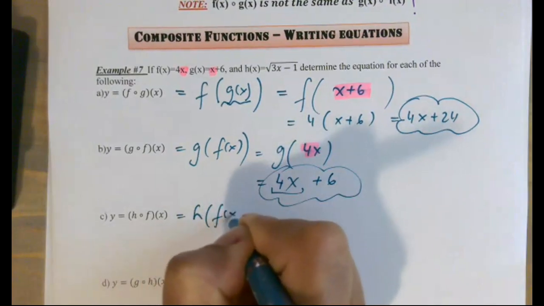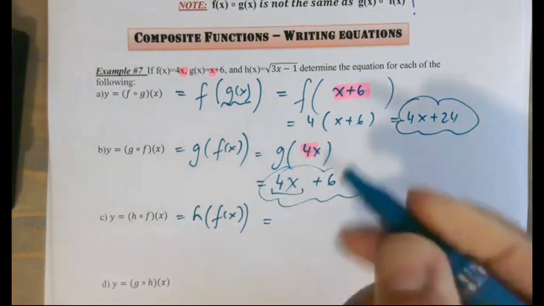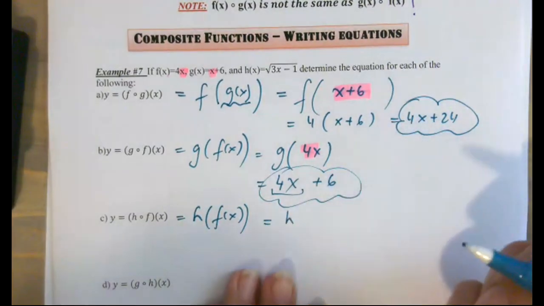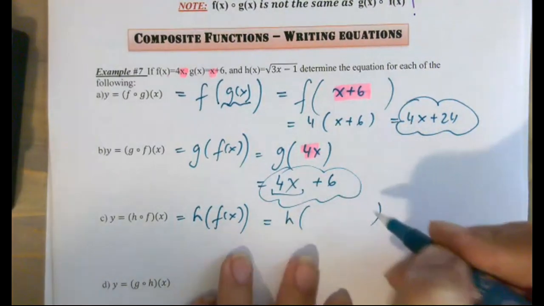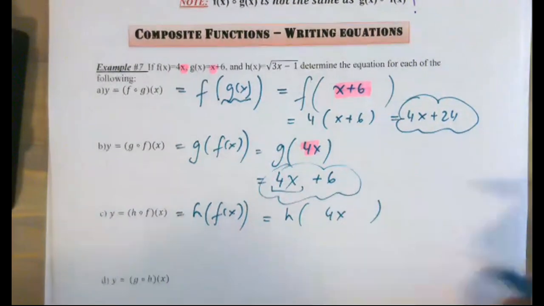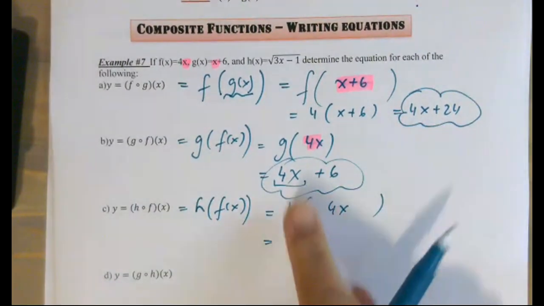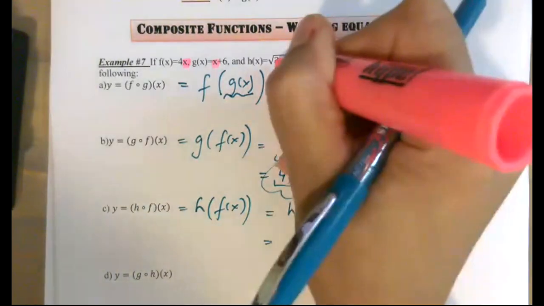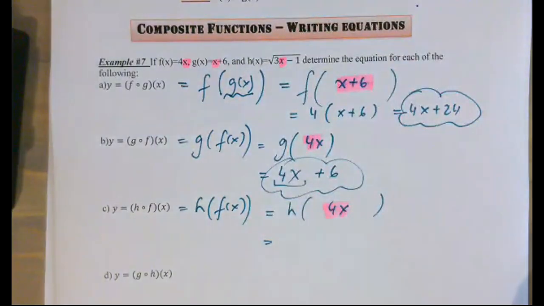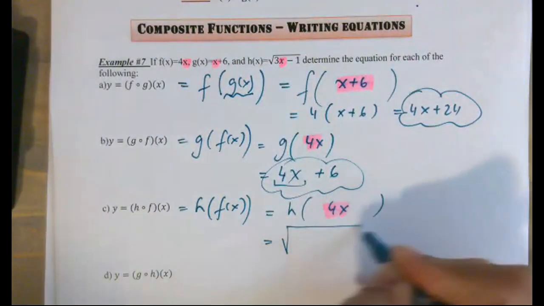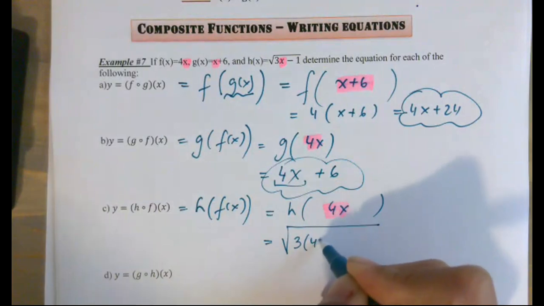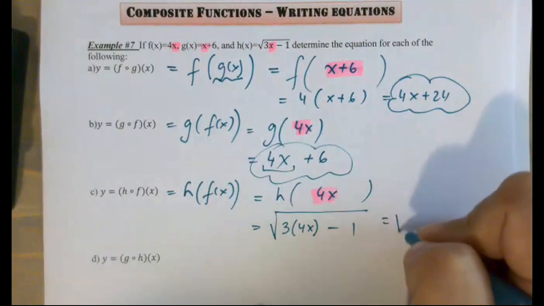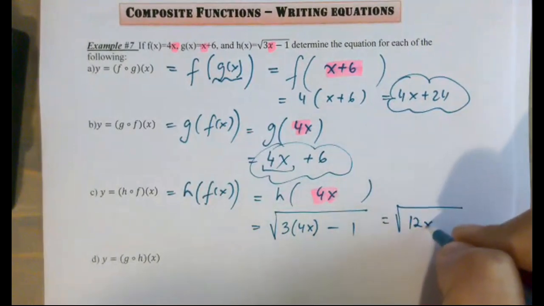h of f of x. h is the function square rooting, right? So h of f of x is 4x. So the function h is square rooting. Everywhere you see an x, you're going to replace with 4x. So square root of 3 times 4x, plug that in, minus 1. So square root of 12x minus 1.